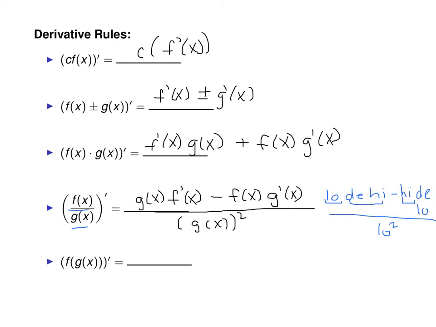The last one is called the chain rule. So you have g of x inside of f. First you differentiate f, and g does not change. And then you multiply by the derivative of the inner function. All right, next, let's apply some of these rules.